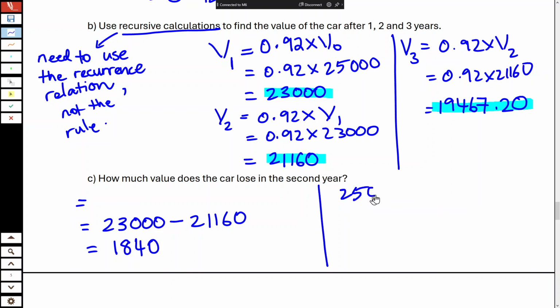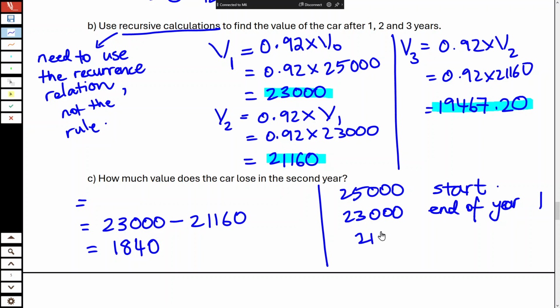Yeah, that's right. Okay, so we've got 25,000 at the start, 23,000 at the end of year one, 21,160 at the end of year two. So these are the two numbers we want to use. And so symbolically, I can write this as V1 minus V2. So for the amount lost in the third year, I would do V2 minus V3, etc.